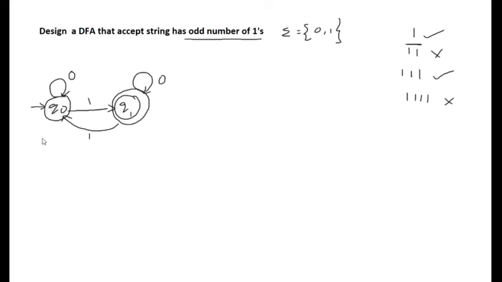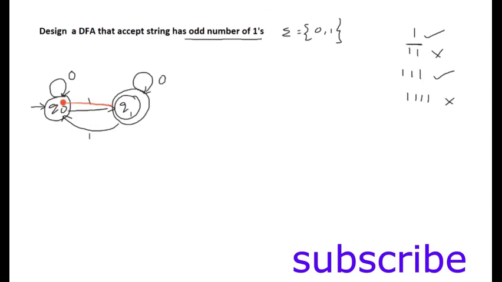That means if the first one is seen, it moves to the state Q1, accepted. If the second one is seen, it is an even number, so non-final state. If the third one is seen, accepted. Fourth one is seen, not accepted. Fifth one is seen, accepted. Sixth one is seen, not accepted. This is how we can define the DFA.